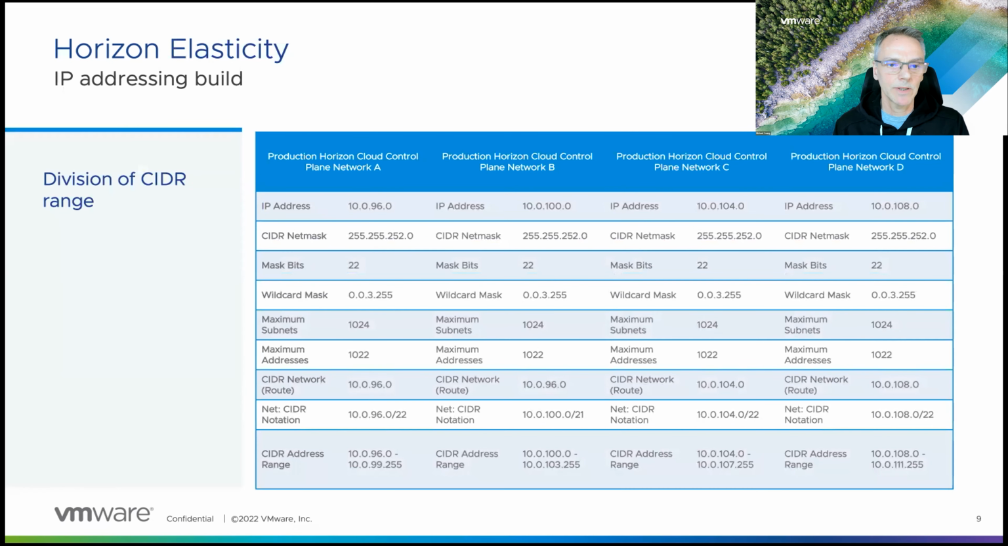Our /20 was then divided into 4 /22s, which we then cut across the Horizon Cloud control planes, to deliver the number of IP addresses that we required to meet the customer's deliverable. So this should give us the scope to build up to the 25,000 users that we needed to deliver inside the customer's environment.